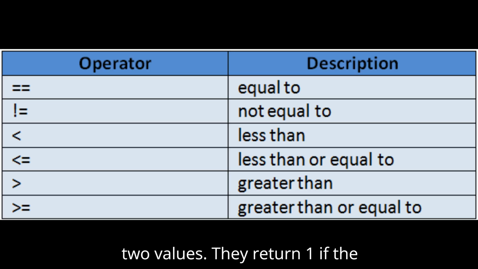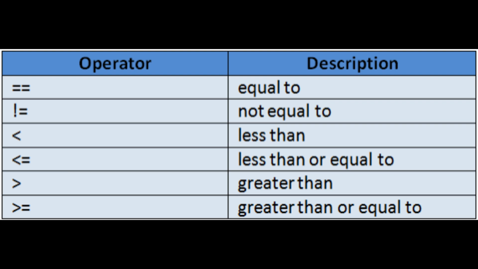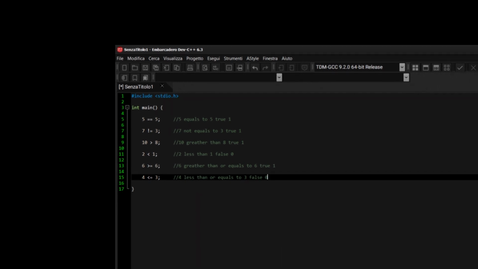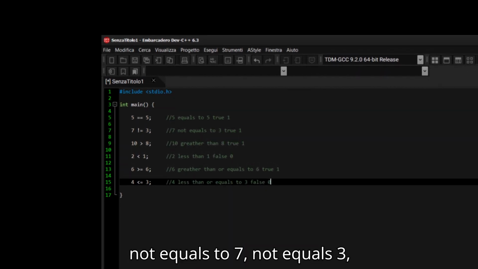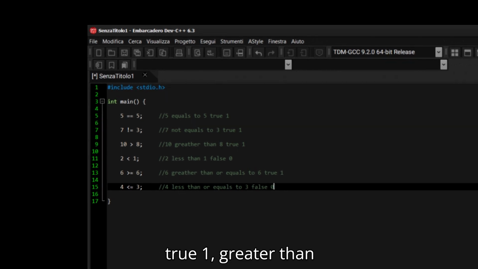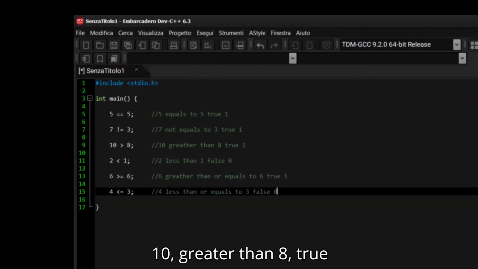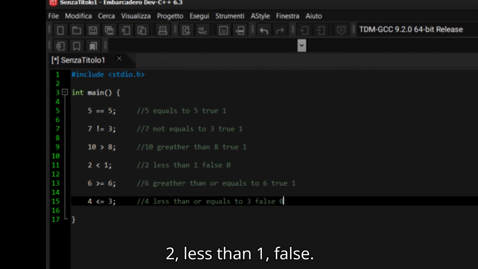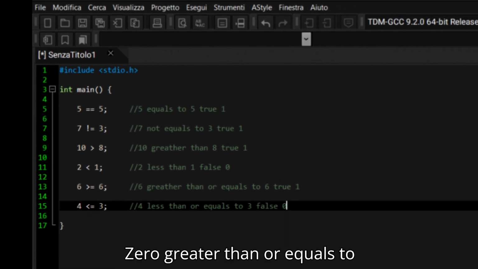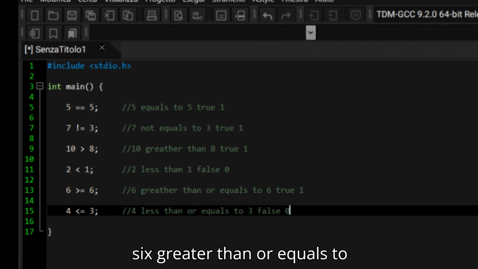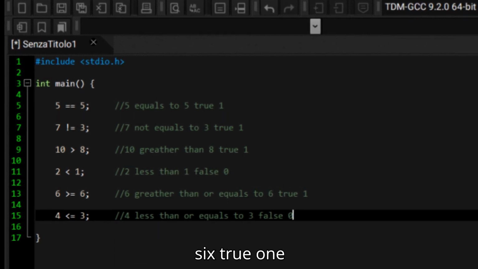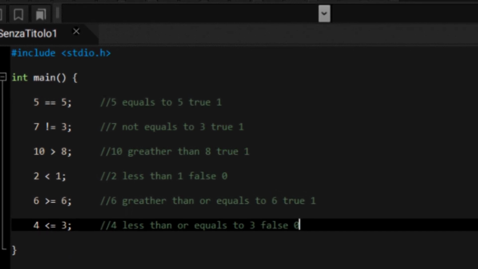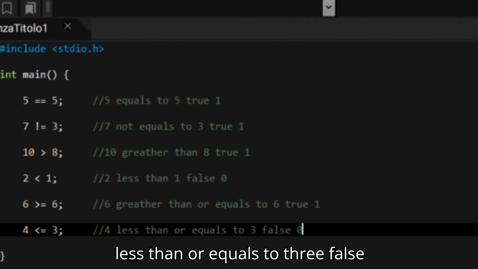Relational operators are used to compare two values. They return 1 if the condition is true or 0 if it's false. Equals to: 5 equals 5 equals true, 1. Not equals to: 7 not equals 3 true, 1. Greater than: 10 greater than 8 true, 1. Less than: 2 less than 1 false, 0. Greater than or equals to: 6 greater than or equals to 6 true, 1. Less than or equals to: 4 less than or equals to 3 false, 0.